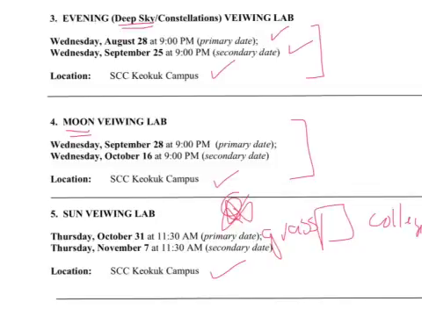Now, the last lab is an opportunity, after we've talked about the sun, hopefully we'll have some sunspots, to take a look at the sun carefully with sun scopes. And notice those are both going to be the primary date. Hopefully we'll be able to see it on October 31st at 11:30 in the morning, so that's a little before noon. We'll look at the sun. If it's cloudy that day, our secondary date is November 7th. Let me know if you have any questions about that.